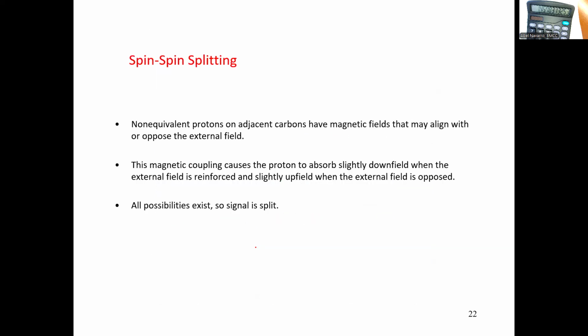All right, splitting. The time has arrived. Splitting: non-equivalent protons on adjacent carbons have magnetic fields that may align with or oppose the applied field. So the chemical environment of one neighboring hydrogen might affect your signal. Even though I have an independent signal, the presence of a neighbor will create an effect on my peak. You might know the n+1 rule for splitting. For example, if I am a CH3, let me explain it like that.